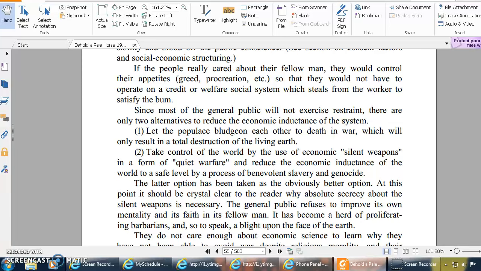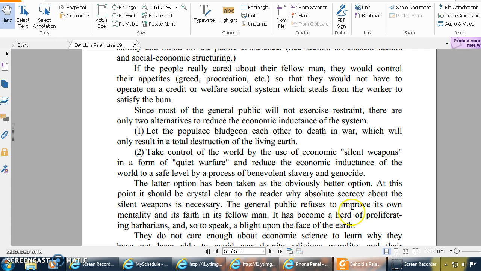Two, take control of the world by the use of economic silent weapons in a form of quiet warfare and reduce the economic inductance of the world to a safe level by a process of benevolent slavery and genocide. The latter option has been taken as the obviously better option. At this point, it should be crystal clear to the reader why absolute secrecy about the silent weapon is necessary.